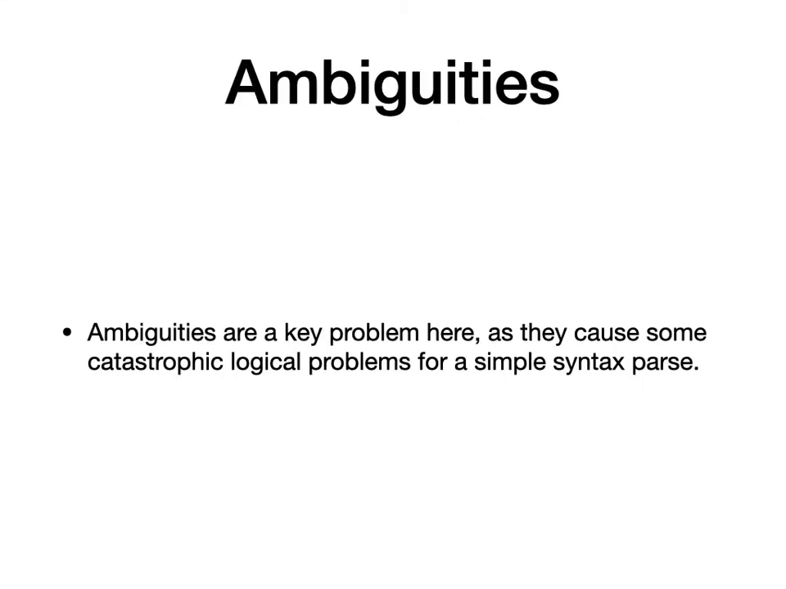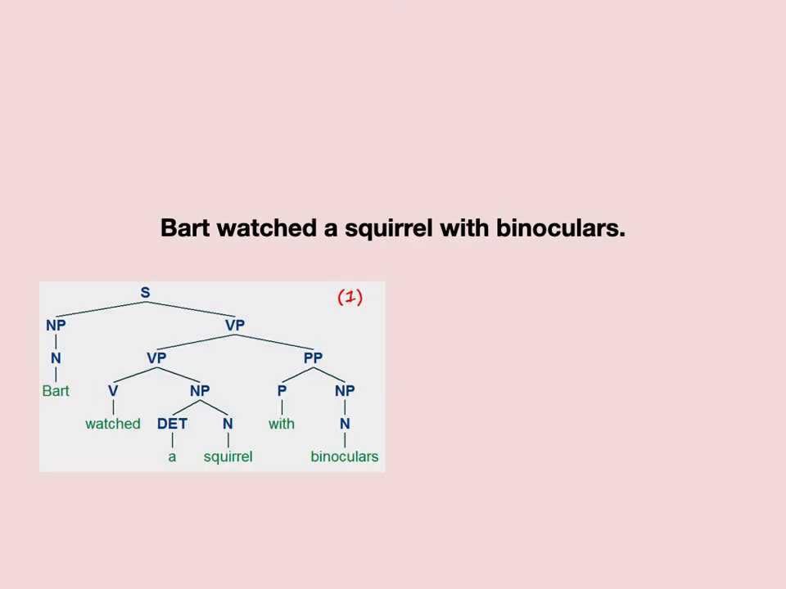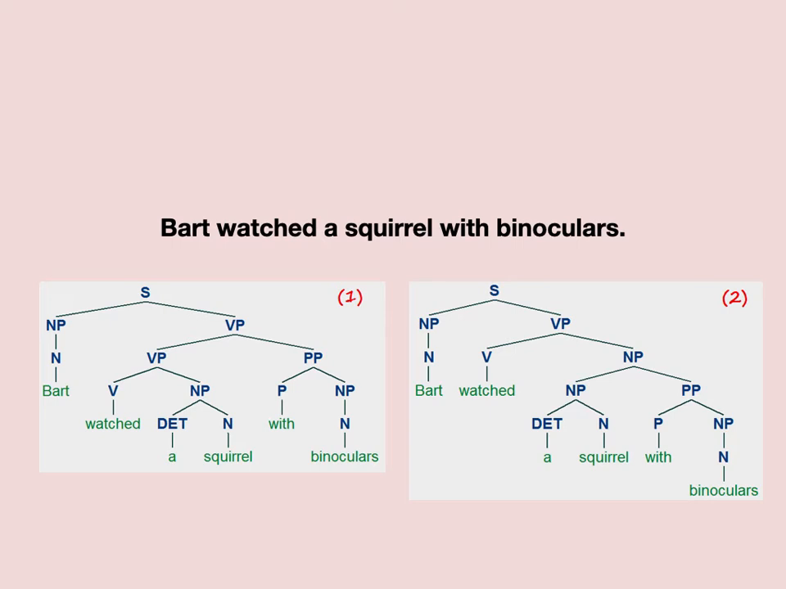To highlight that further, so ambiguities, right? This is a key problem because they cause some pretty bad situations for something like a syntax parser that needs to be able to output a confirmed sentence structure, right? If I'm going to use the syntax of a sentence for anything else in my processing of language, it better have one shape, right? So let's look at this sentence. Bart watched a squirrel with binoculars. There are two ways to parse this sentence. Bart watched a squirrel with binoculars versus Bart watched a squirrel with binoculars.